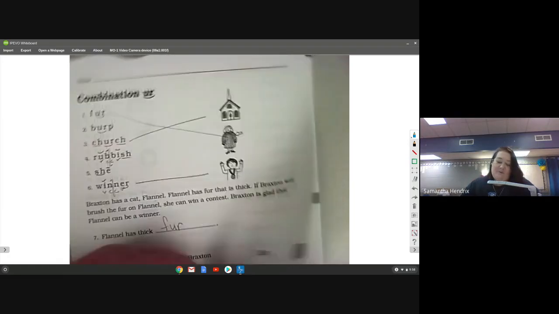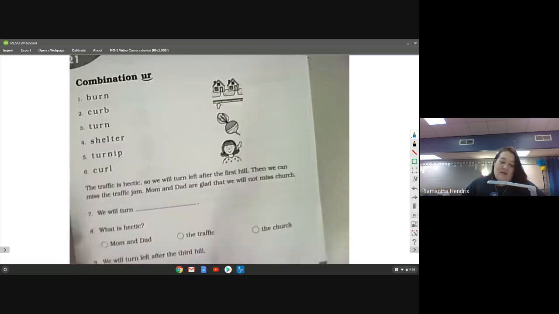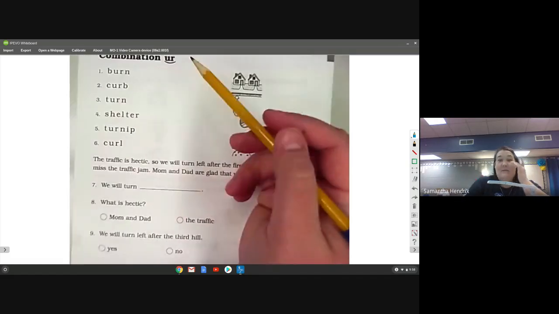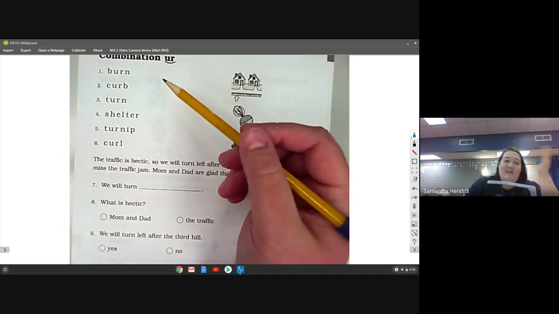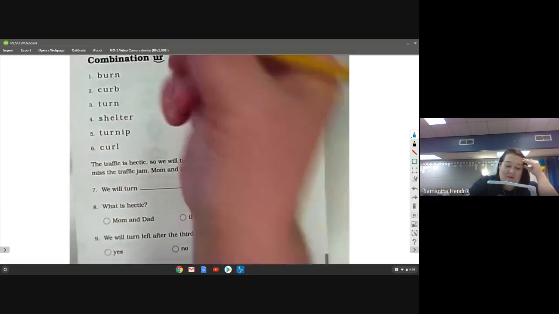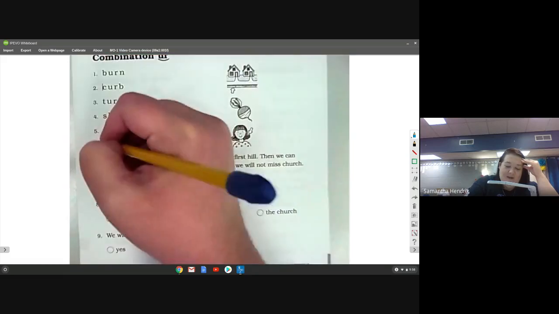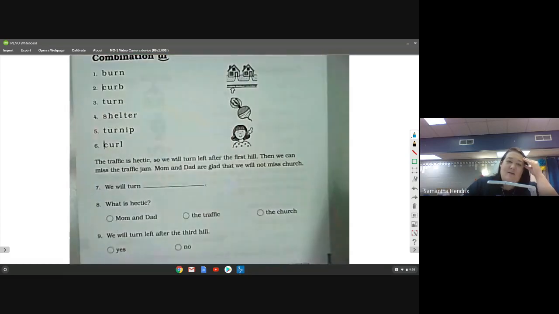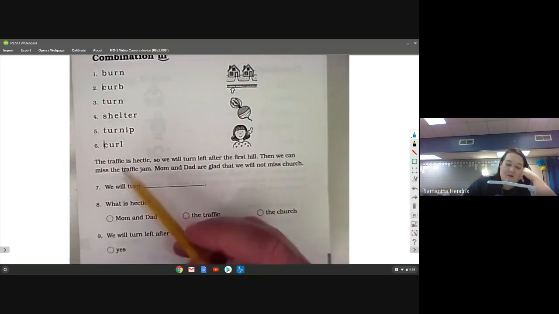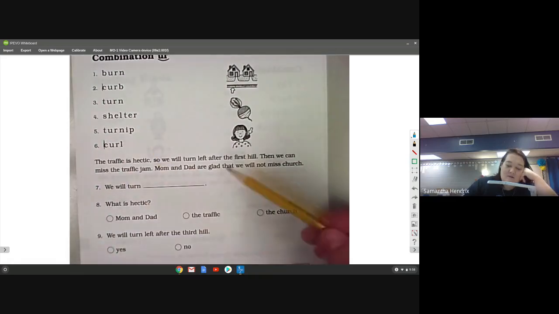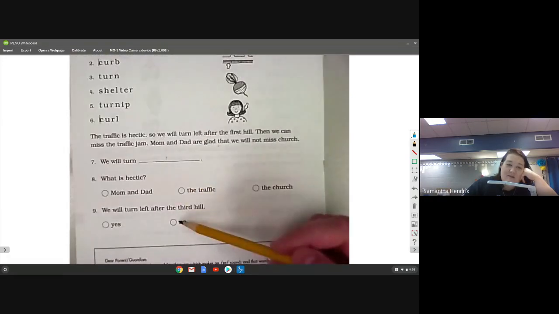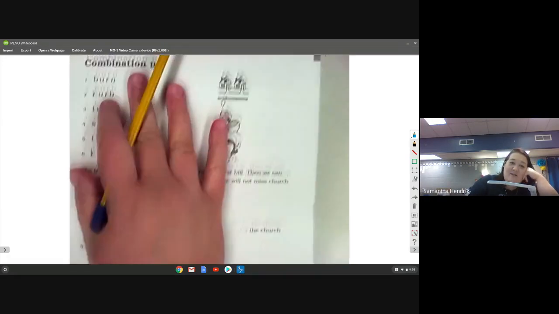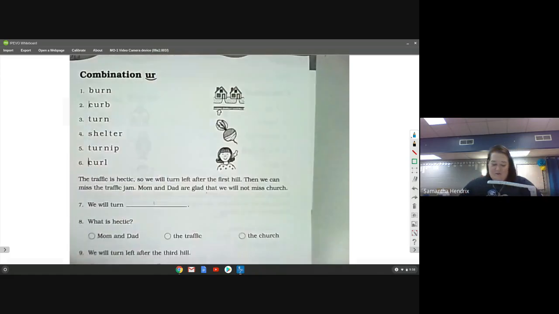Okay, your job is to do the back. I'm gonna tell you right now, don't forget those K backs. That was back at one of our very first lessons. So I'm gonna give you a clue. This has a K back and this has a K back. Code these words, read this, answer these, and then take a picture of this and send it to me. Okay?